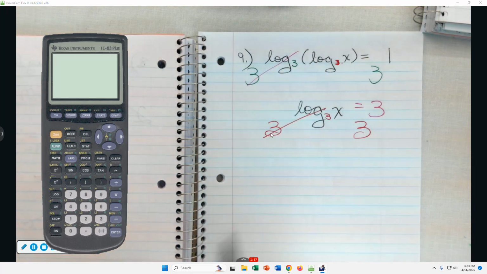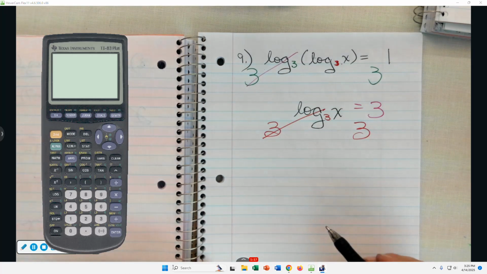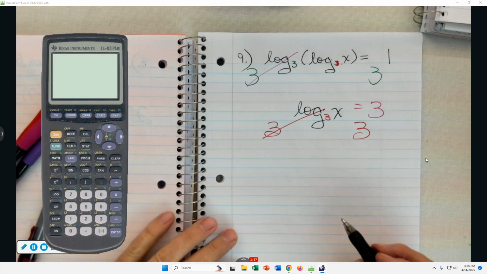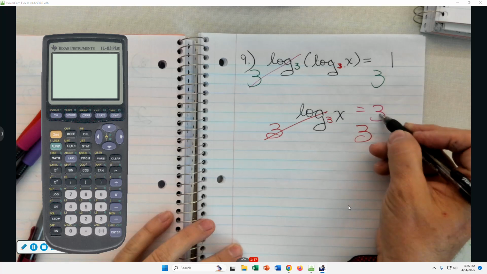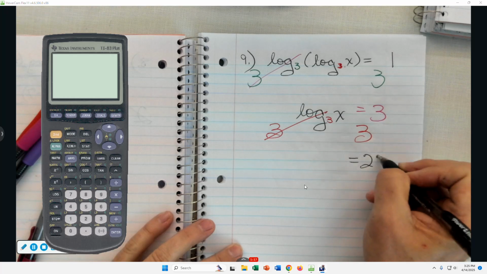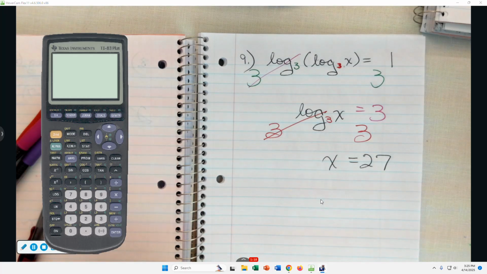3 to the log base 3 cancels, leaving us what on the left side? Now, that's on the right side. 3 cubed is 27, okay? And on the left side, we just have an x.